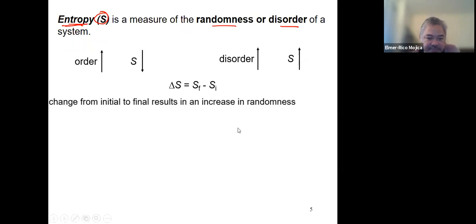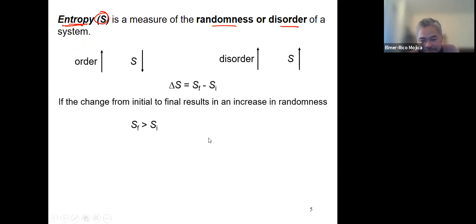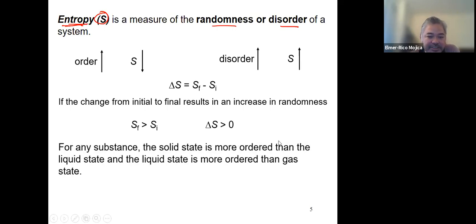And if the change from initial to final results in an increase in randomness, so you could say the delta S will be what? The final S is much larger than the initial S, and the delta S would be positive. So there's an increase in randomness. Now, if it's the other way around, when there's more disorder in the initial compared to the final, then the delta S will be less than 0.